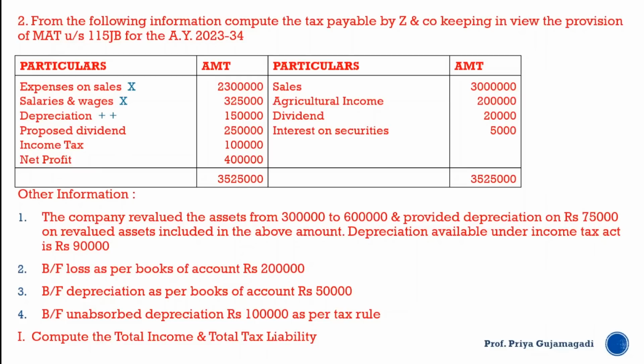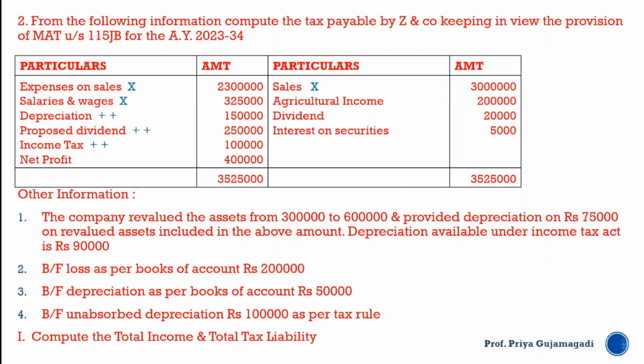Proposed dividend we have to add in both. In normal provision also we have to add it, while calculating book profit also we have to add it. Income tax is also the same, we have to add it in both. Next, coming to the credit side, sales. Sales is an admissible income and there is no adjustment of that, so there is no entry. Agricultural income is an exempted income. On both sides we have to minus it.